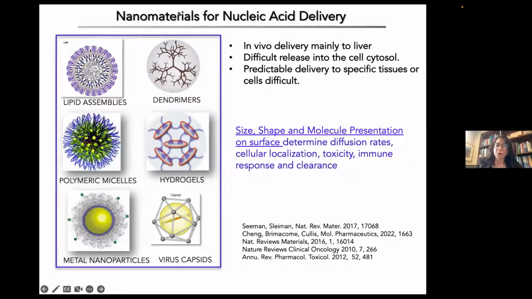Once lipid nanoparticles, or many of the other modalities, I'm not just going after lipid nanoparticles here, once they go into cells, they allow only a small fraction of the nucleic acid to be in the cell cytosol where it should exercise its action. Mostly the nucleic acid is trapped in endosomes.